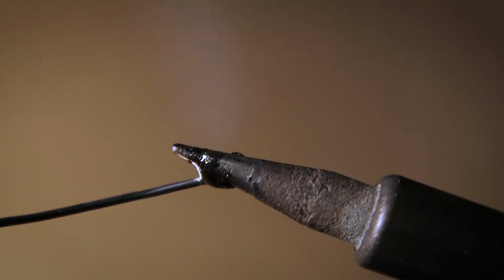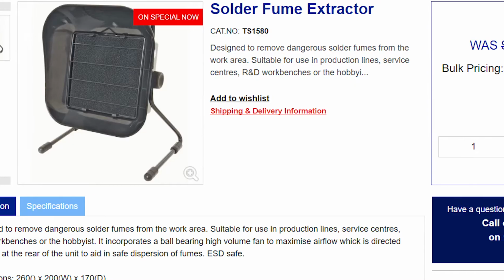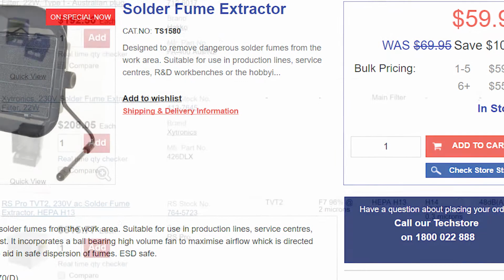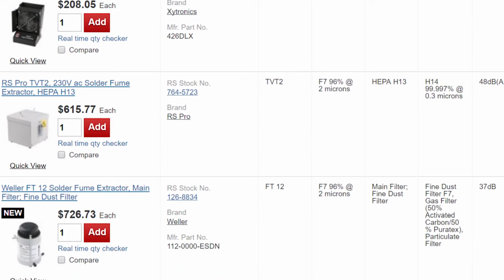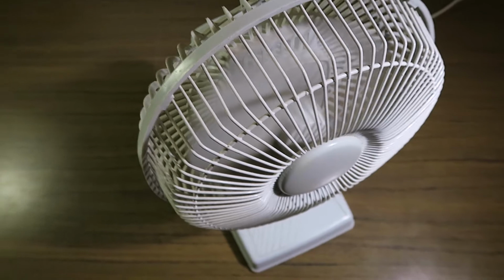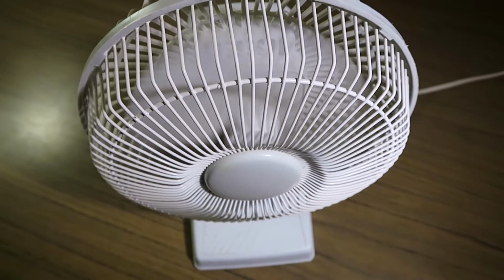There are better things to breathe than the fumes of solder. You can buy a fume extractor to remove most of the fumes, but even cheap ones can be out of the price range of a beginner. A simple alternative is to use a cheap fan to blow the fumes away from your face.